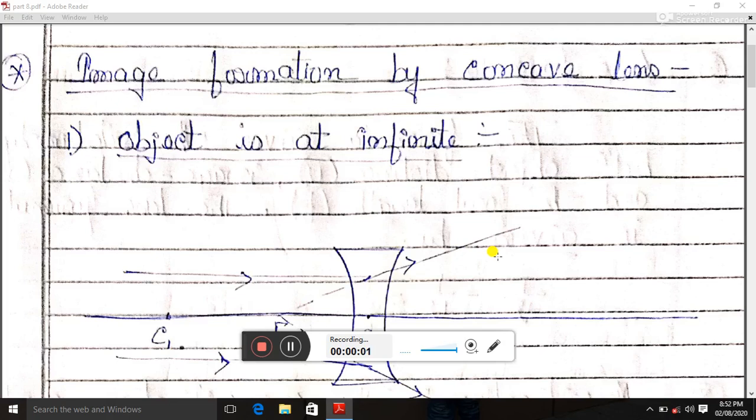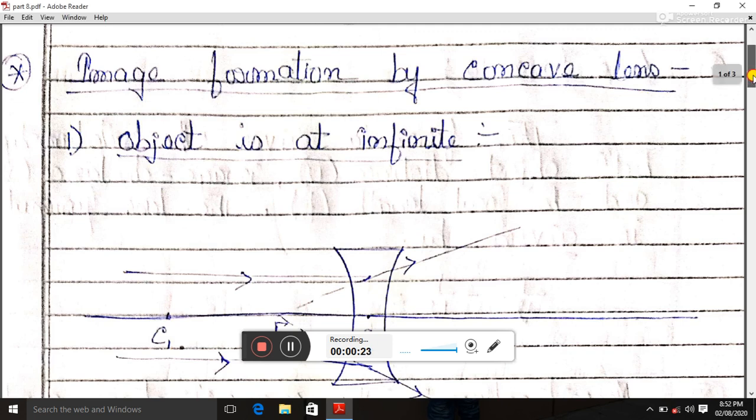Hello students, this is my 8th lecture on light reflection and refraction, and here I will be studying image formation by a concave lens. In my previous lecture we studied image formation by a convex lens. So this part will go on image formation by a concave lens.